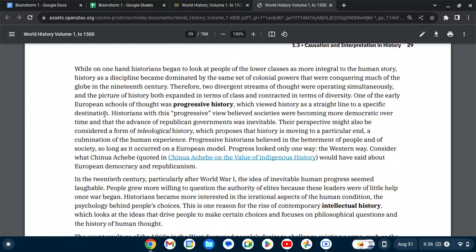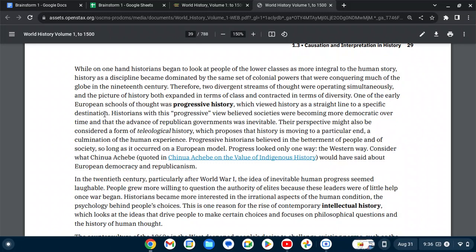While on one hand, historians began to look at people of the lower class as more integral to the human story, history as a discipline became dominated by the same set of colonial powers that were conquering much of the globe in the 19th century. Therefore, two divergent streams of thought were operating simultaneously, and the picture of history both expanded in terms of class and contracted in terms of diversity.